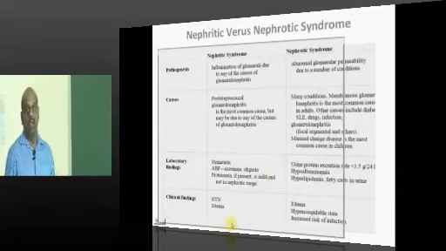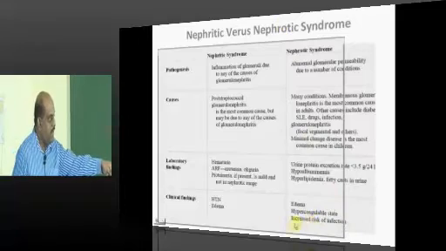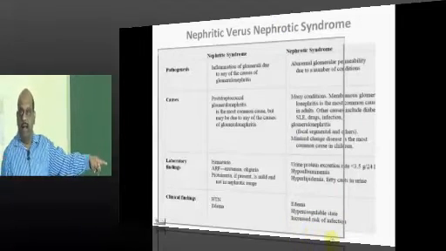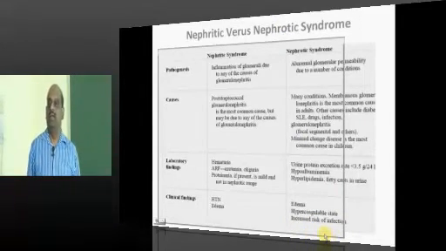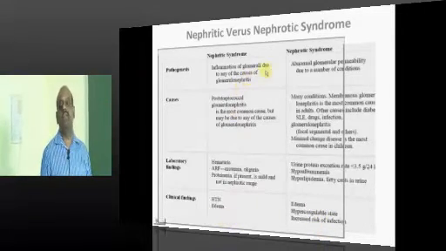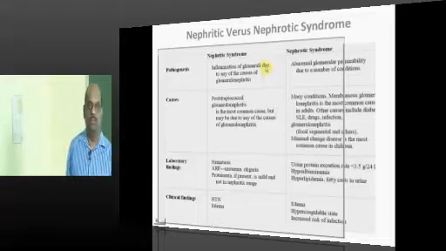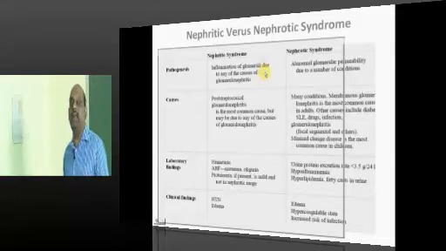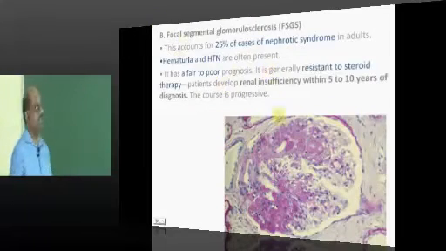Nephrotic will have edema, a hypercoagulable state, a tendency for infections, but there will be no hypertension. But hypertension and edema characterize the nephritic syndrome. These 4 or 5 points, if you can write, you know all the differences.